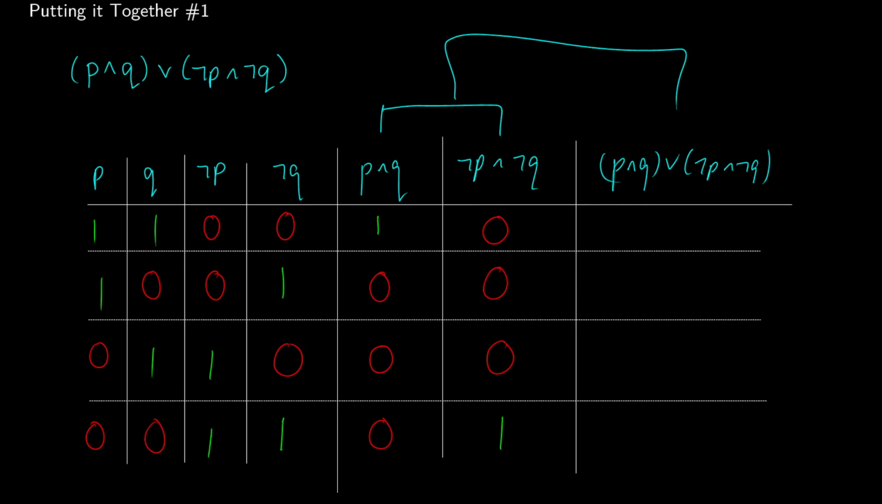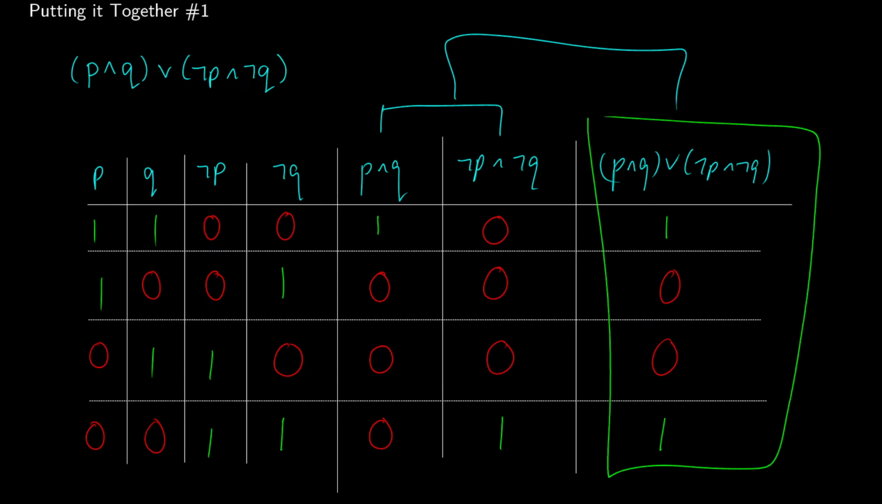So it's going to be true if either one of those 2 columns is true in a row. So in the first row, yeah, P and Q is true, so at least one of those is true, therefore the row will be true. In the second row, neither of them are true. Same in the third row, so those will be false. And finally, in the fourth row, not P and not Q is true, therefore the disjunction of both of those will come out to true as well. So this is our final result.